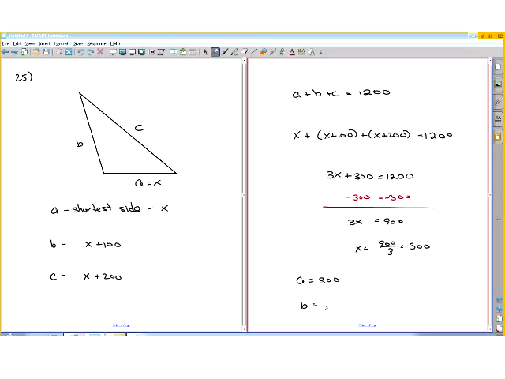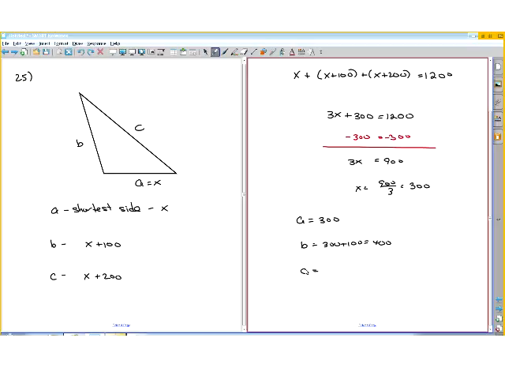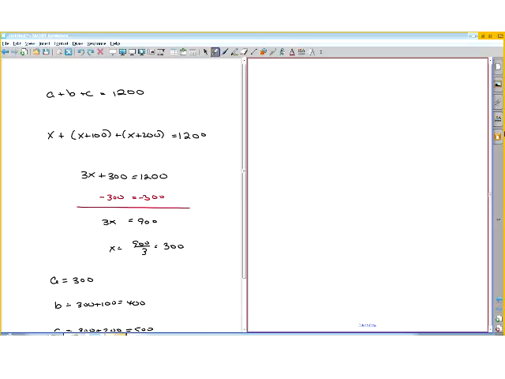So we know A is equal to 300. B is equal to 300 plus 100, which is 400. And we know C is equal to 300 plus 200, and that's 500. If we add those three together, A plus B plus C, if we do this correctly, it should equal 1,200, which it does. You get 5 plus 4 is 9, plus 3 is 12, so you get 1,200. So that matches up with what we originally said.